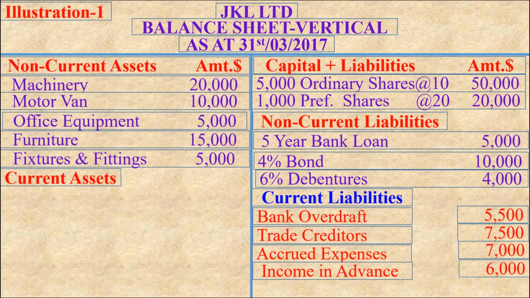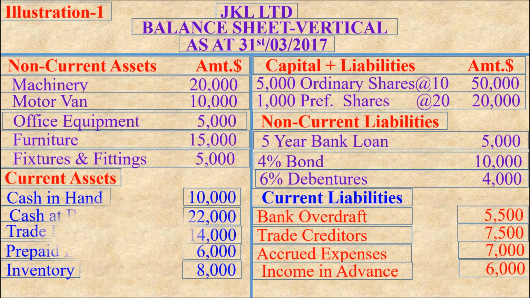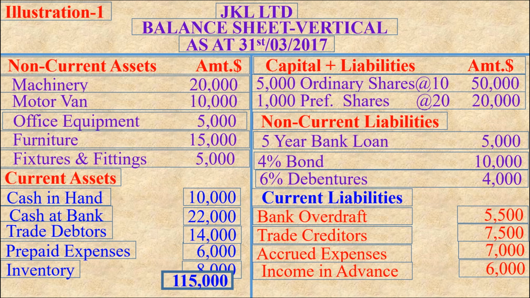All those liabilities, or current liabilities, are assumed to be used to finance the current assets, which are cash in hand 10,000, cash at bank 22,000, trade debtors 14,000, prepaid expenses 6,000, and lastly, we have got inventory of 8,000. This translates to a total of 115,000 as far as the assets are concerned.